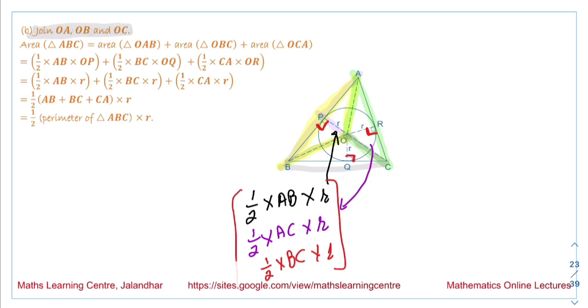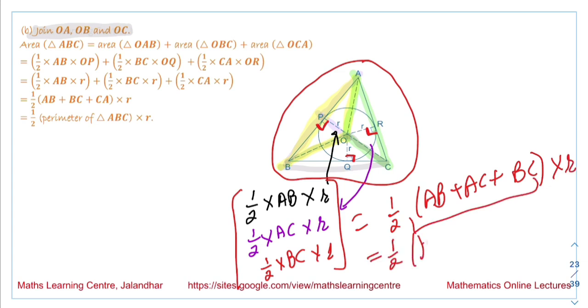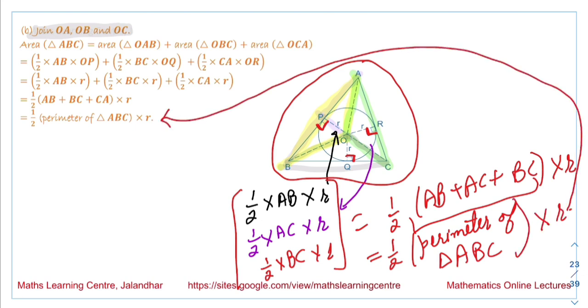If we add all these areas, we will get the area of this whole triangle. We take 1 by 2 common, we are left with AB plus AC plus BC into R. This is equal to 1 by 2 into the perimeter of triangle ABC into R, and this is what we have to prove.